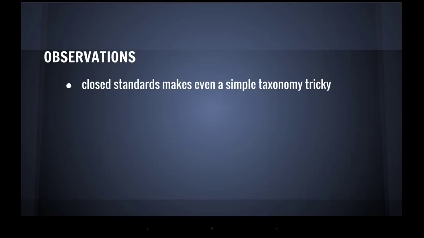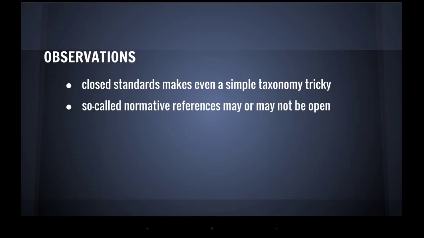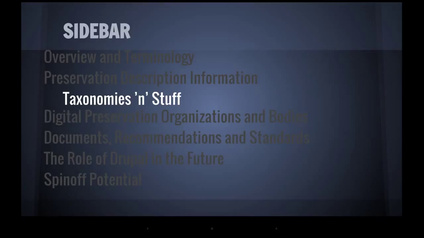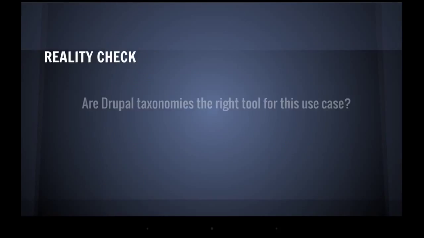Now, here's some personal observations. Closed standards make even a simple taxonomy of this tricky. So-called normative references may or may not be open themselves. Standards need standards. It's as simple as that. Just like metadata about metadata. And standards need a unified data model and content type. This is what I've discussed with myself a few times and distilled it to the bare minimum. Now here's a sidebar, taxonomies and stuff. Reality check. Are Drupal taxonomies the right tool for this use case?